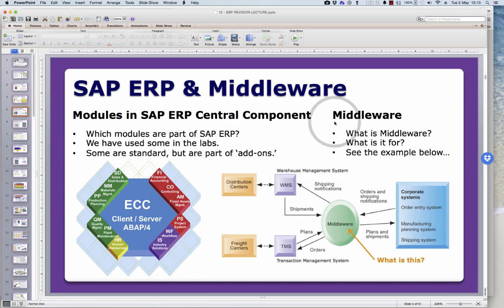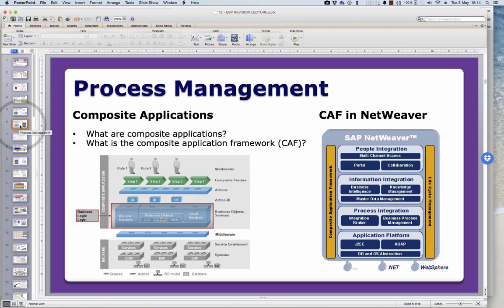On this slide also we have middleware. So what's middleware? It's a very important thing in that it connects up and integrates applications. Here we've got applications doing things in the warehouse, in transaction management, linking to freight and distribution. Over here we've got the manufacturing planning system, and these are all applications that have to be linked together, and that's what middleware does. Every bit of software of an enterprise nature will have some kind of middleware.